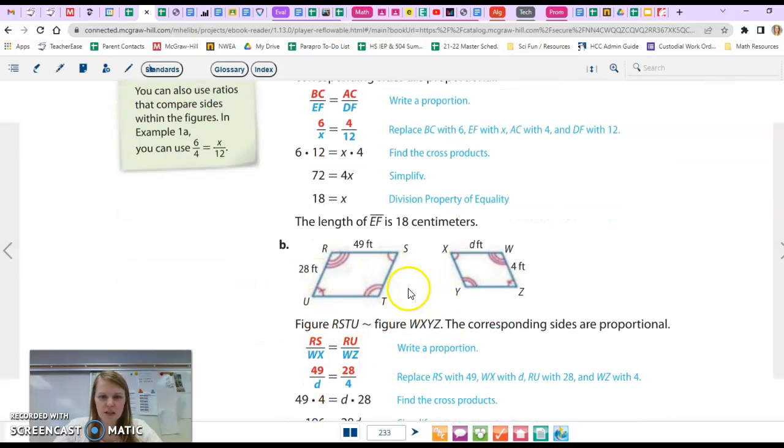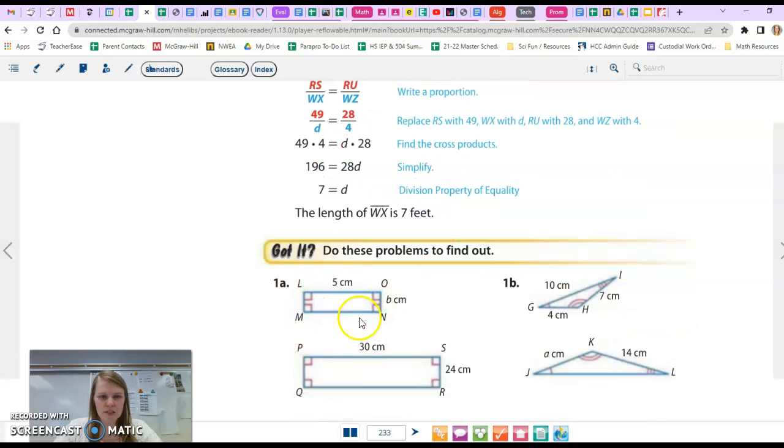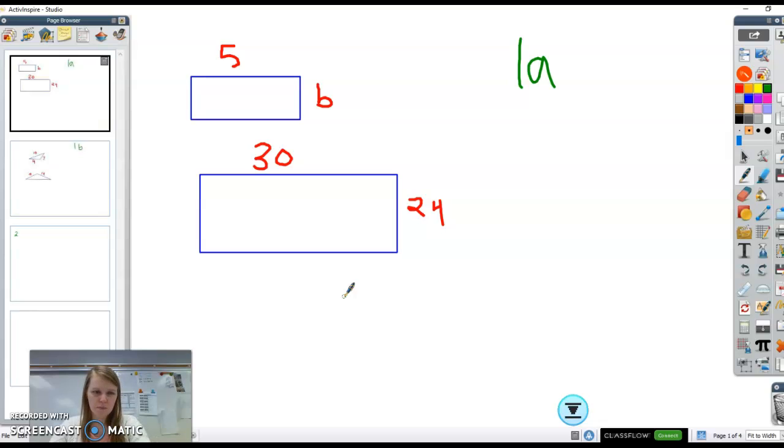They pretty much did the same thing here, so you can look through that one. Let me know if you have questions, but I want to spend time on 1A. Let's try this out. You copy down these rectangles. Copy the 5, the B, the 30, and the 24. I'm going to flip to the screen where I have them copied and talk through how to do this. It might be a good idea to pause right here, see what you can do, and hit play when you're ready to check your answer.